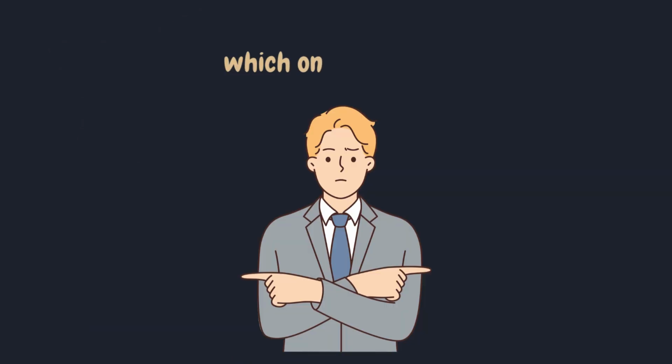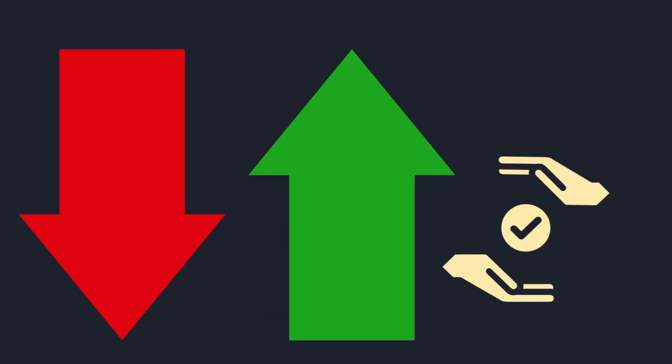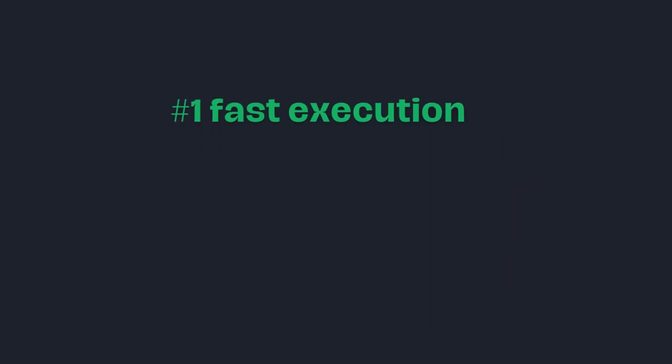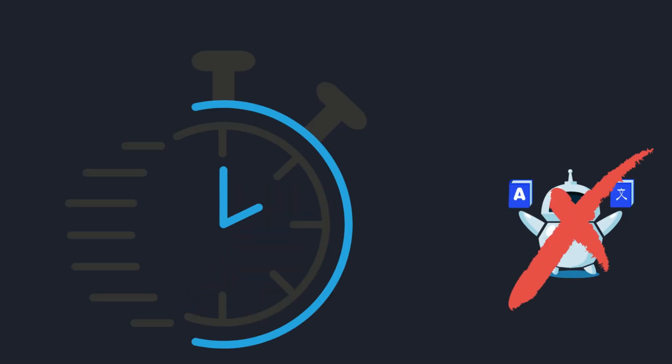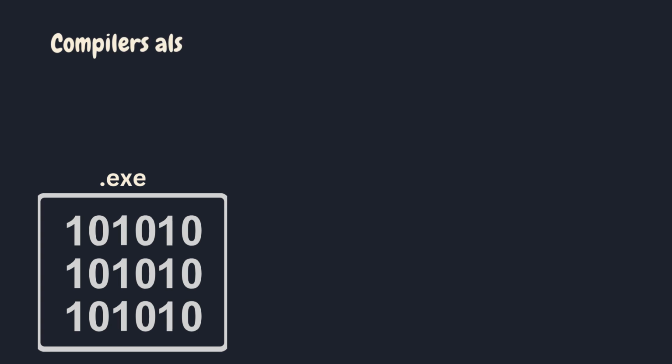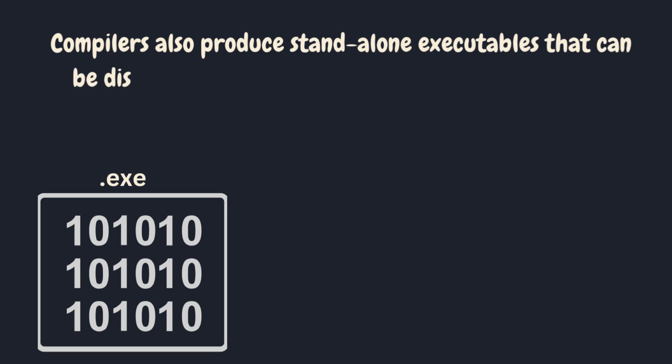So, which one is the best? Well, both have their advantages and disadvantages. The benefits of compiled code are: compiled code runs faster than interpreted code because it is translated into machine code before execution. This eliminates the need for real-time translation during program execution. Compilers also produce standalone executables that can be distributed and run independently of the original source code.